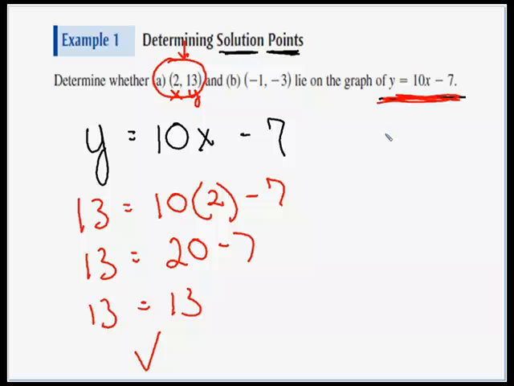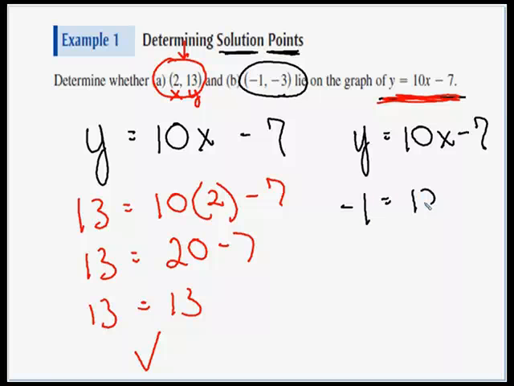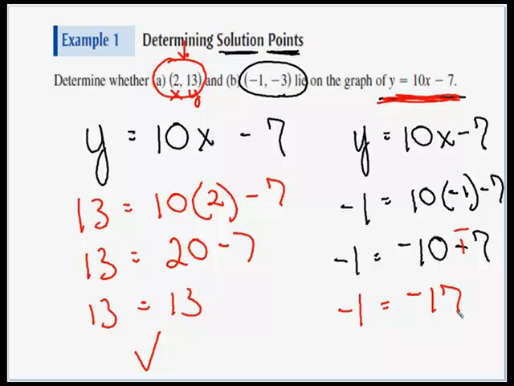And for part B, we're going to use the same equation, y equals 10x minus 7. And I'm going to plug in the point (-1, -3). So y is -3 and x is -1, and we'll see if that is true. So does -3 equal 10 times -1, which is -10, minus 7? -10 minus 7, that's sort of like adding the opposite. So we get -3 equals -17.